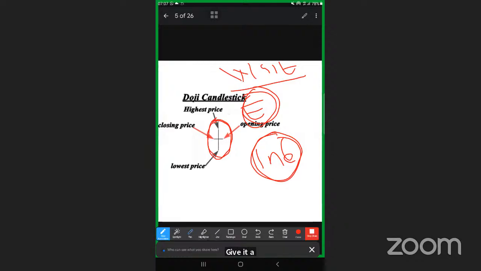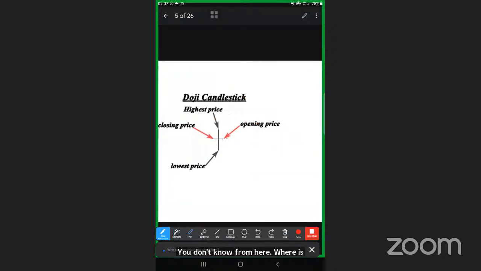All right? Then you can figure out next, because the price of buyers and sellers are meeting at the same place. So that is equality. On top of that, you don't know from here where the market is going to go. Is it going to go up? Is it going to go down? Or will it move sideways? You don't know. So allow the market to correct itself. That is a doji candlestick pattern.